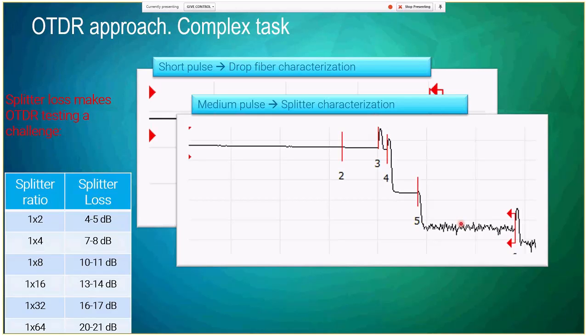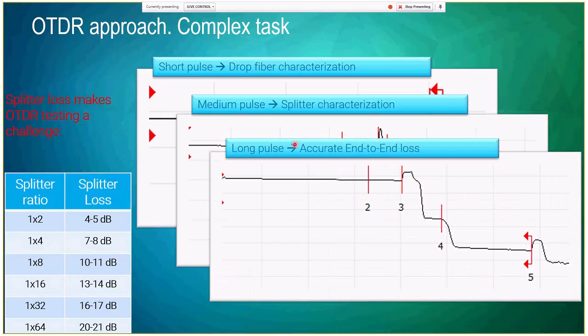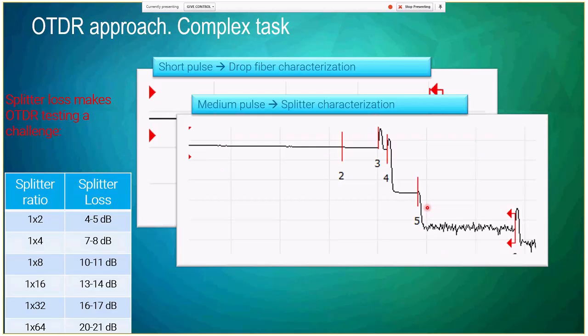Most people who have experience with the OTDR would always increase to the maximum power to see where the link ends, and then do a reverse or backwards OTDR measurement. Then we have the long pulse, for accurate end-to-end loss. This allows me to do the end-to-end fiber characterization, my dB per kilometer attenuation, specifically for the end of the fiber. But there is no resolution on the events as we had, for example, with the medium pulse.